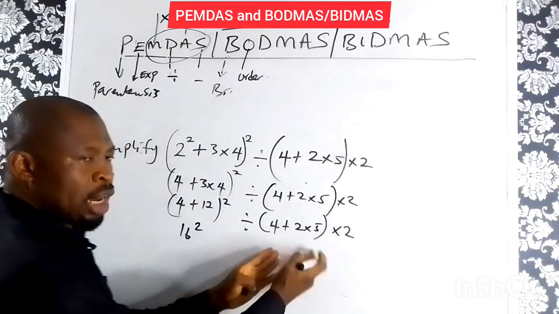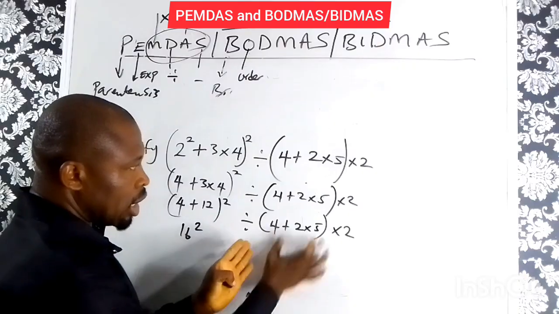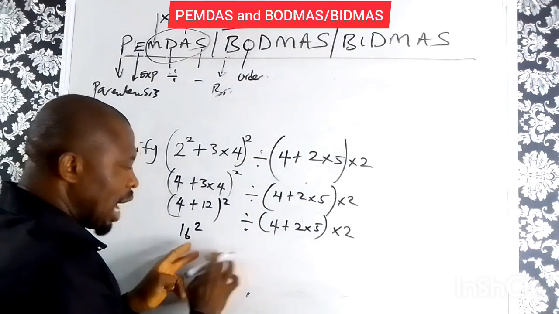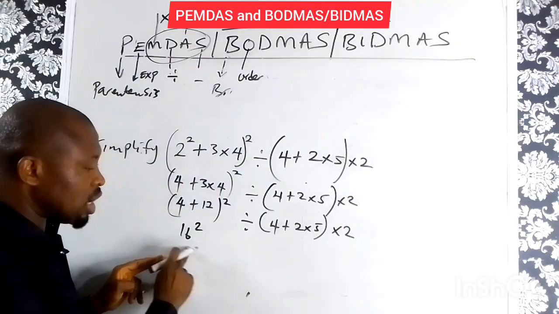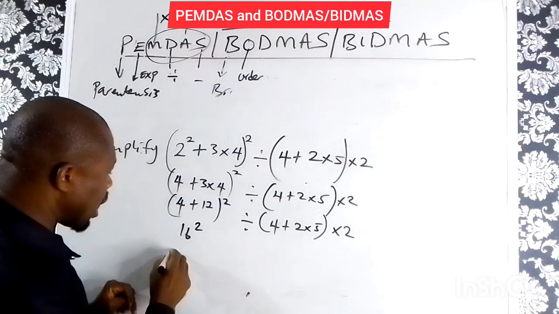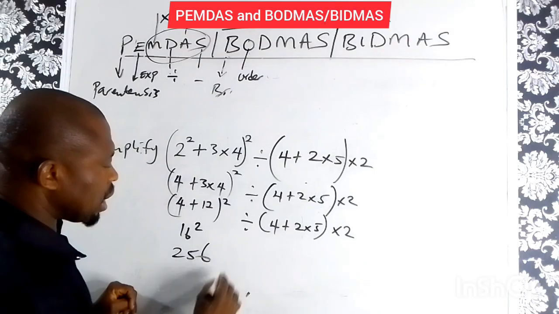Let us now focus on this bracket. We just brought this bracket down. At this point, we will leave this one here. Or if you like, you can take 16 squared. 16 squared here is 256 divided by.